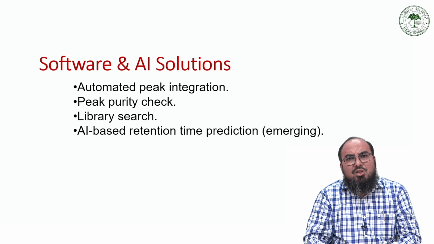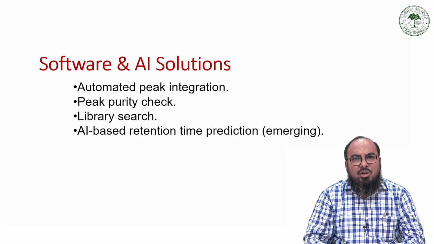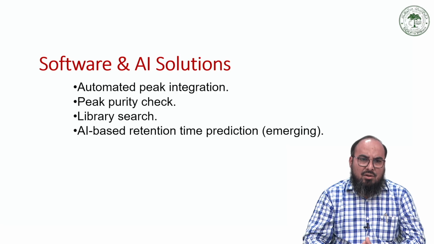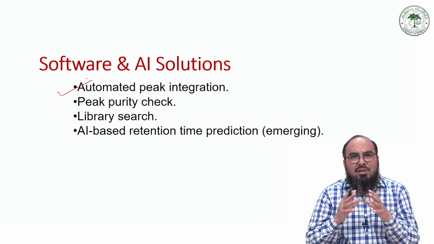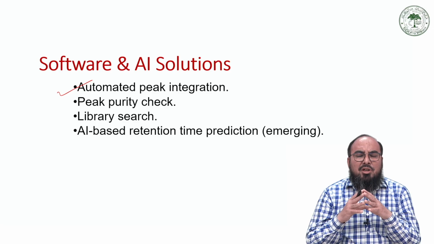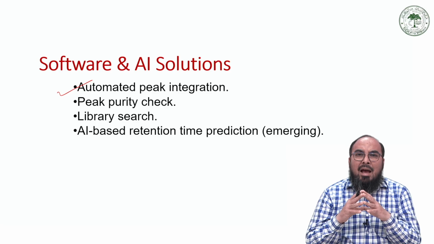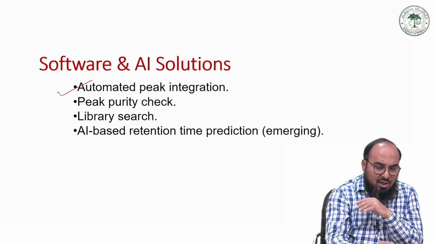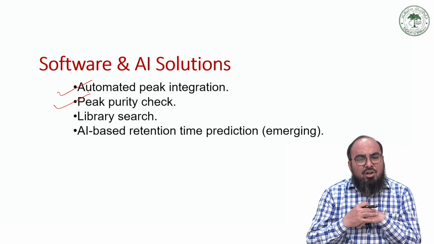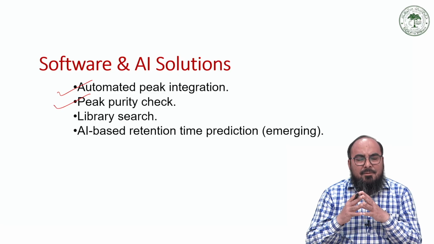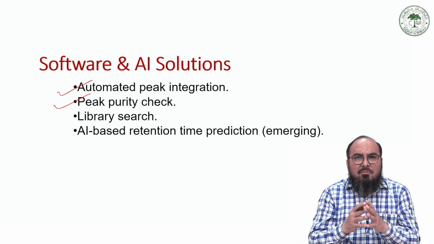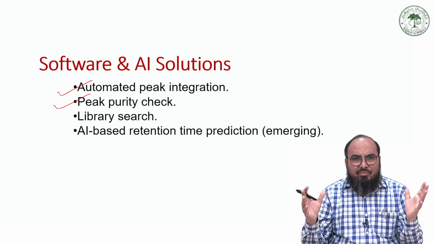Now you can always use certain software, and nowadays one of the striking technologies is the artificial intelligence solution. By using software and AI, you can get automated peak integration. This automation helps you minimize manual integration errors. Similarly, you can ascertain peak purity checks. And now you have a library, library meaning you have a big data of samples.